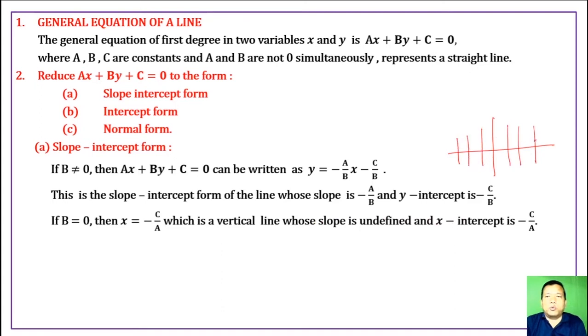Vertical line whose inclination is 90 degrees, tangent of 90 degrees is undefined, so its slope is undefined. This is, suppose, y, this is x. If b is 0, then x equal to minus c by a, which is a vertical line which lies on the right or on the left according as minus c by a is positive or negative, and x-intercept is minus c by a.